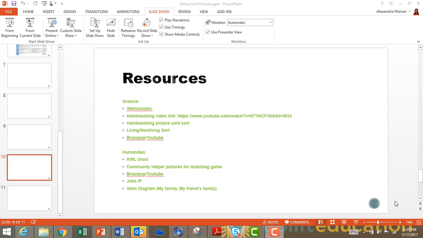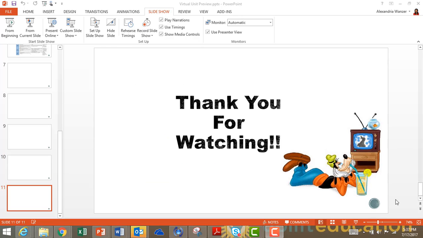For humanities, the resources for humanities, there's a KWL chart in there, which is always good to use. Community helper pictures for a matching game that we're going to do. Again, Brain Pop and YouTube links. There's a jobs independent practice, and then a Venn diagram worksheet for whenever we talk about our families and when we're comparing and contrasting them to our friends' families. And I think that is it for now.